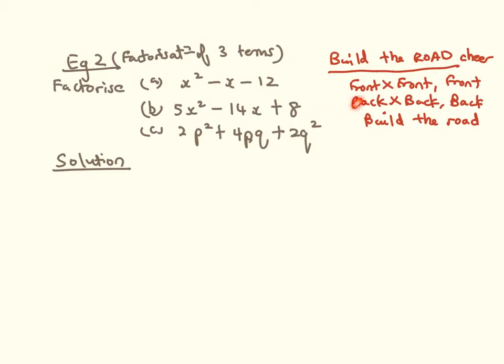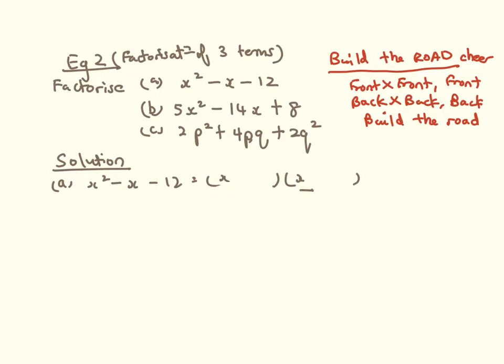Let's cheer together. Front times front, front. Back times back, back. Build the road. Now by cheering this, you master the technique of factorizing all these expressions. Now let's put the cheer into practice. For part A, we first put the answer as 2 brackets. Now we know that front times front will give me x squared. So x times x will give me x squared.